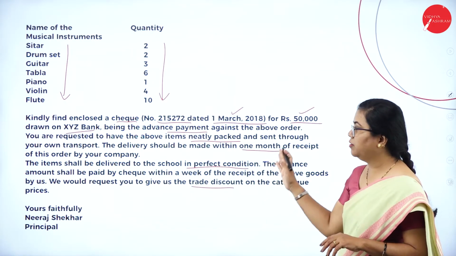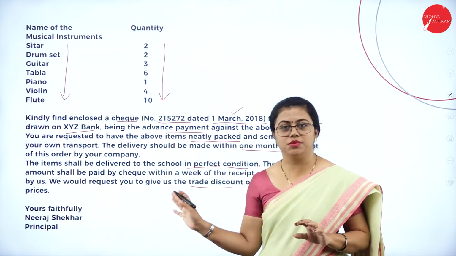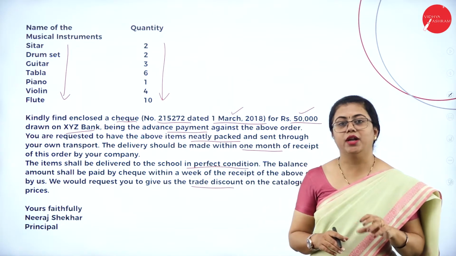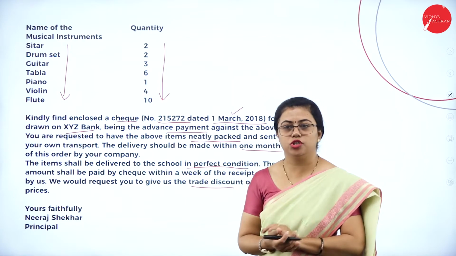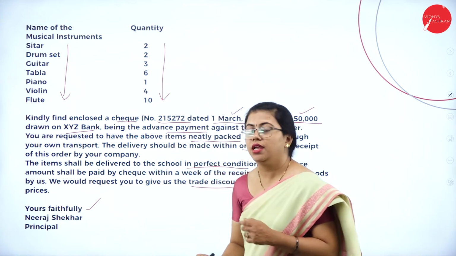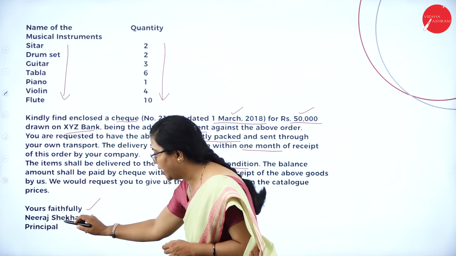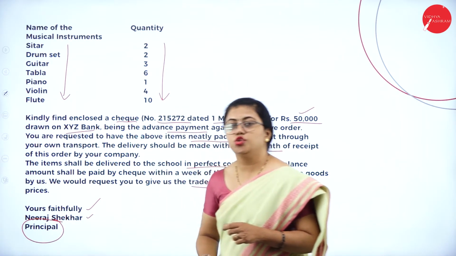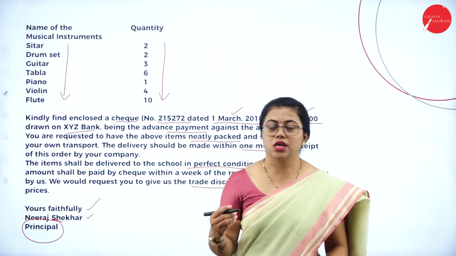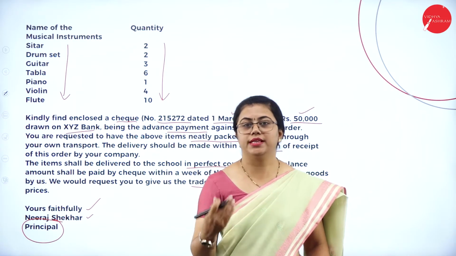Okay, so the very formal language, and their terms and conditions are very clear. Their order is also very clear over there, and also the purpose of placing this order is also specifically stated. At last we have this closing salutation, then the person who is ordering it, and the designation. So Shekhar is the principal who is placing the order here. So this is how you write a letter to place an order.